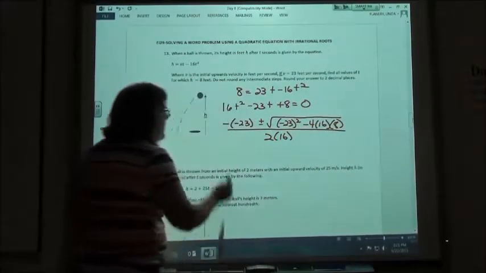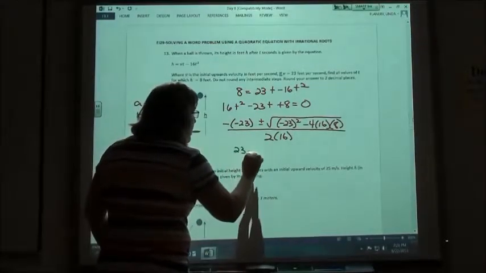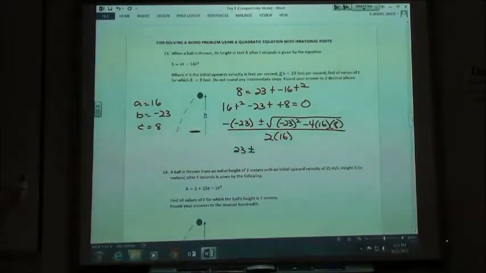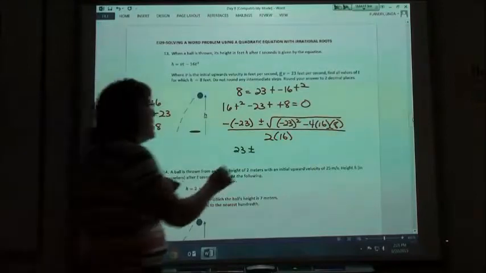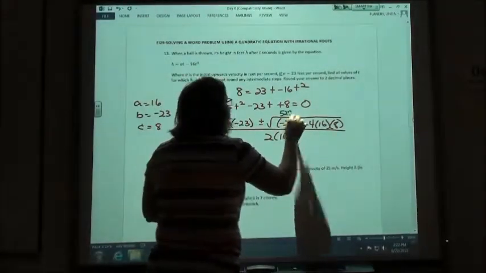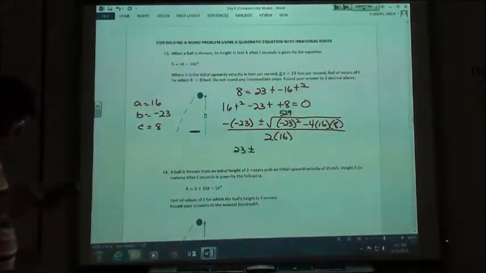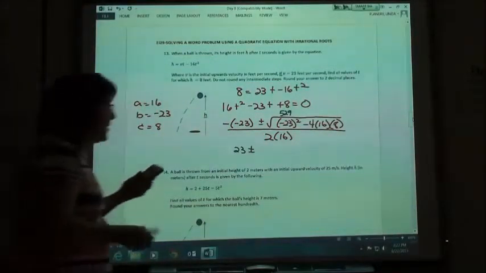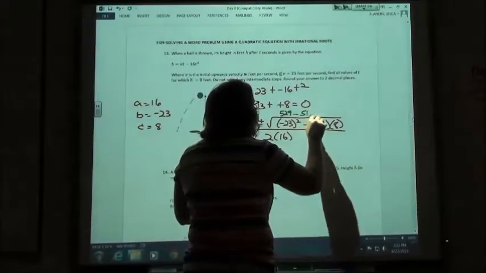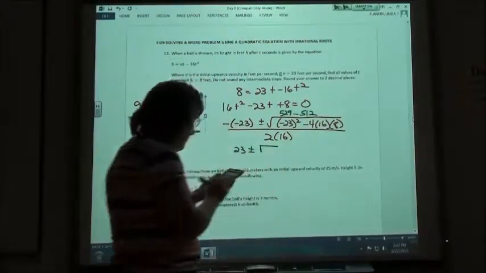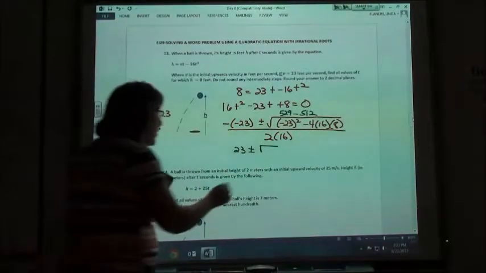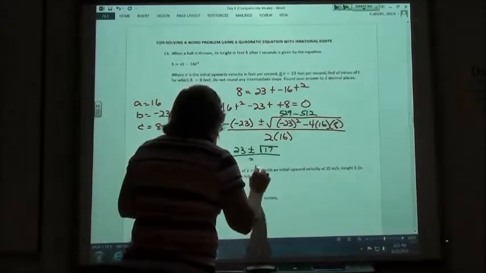So simplifying that, we're going to have 23 plus or minus, and then I've got to figure out that part under the square root. So a negative 23 squared would be 529. Negative 4 times 16 times 8 is minus 512. And so that's going to give me 529 minus 512, square root of 17 over 32.